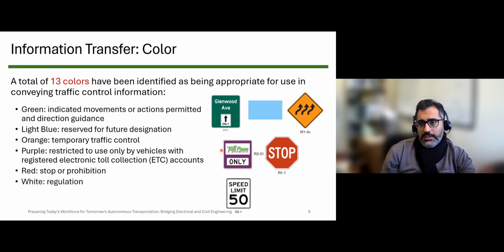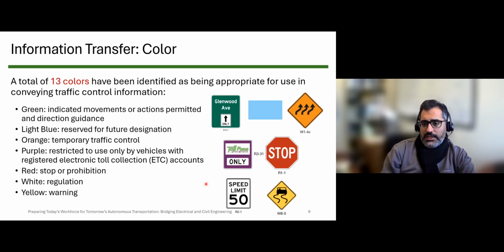And we have white, usually used as a background color or as the color of a text, but the white shows the regulations. And finally, we have yellow that is warning. Like here, we are warning drivers of a slippery condition on the roadway.